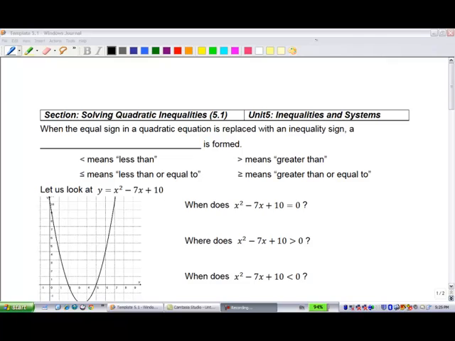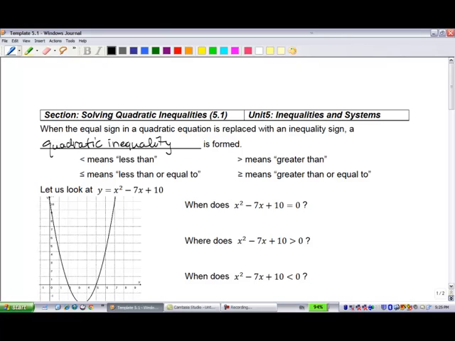When the equal sign in a quadratic equation is replaced with an inequality sign, we call that a quadratic inequality. Hopefully you remember that this little sign without the equal sign means less than, and we have less than or equal to when it does contain the equal sign. We also have greater than and greater than or equal to. And again, you're reading from left to right when you think of these things. So let's take a look.